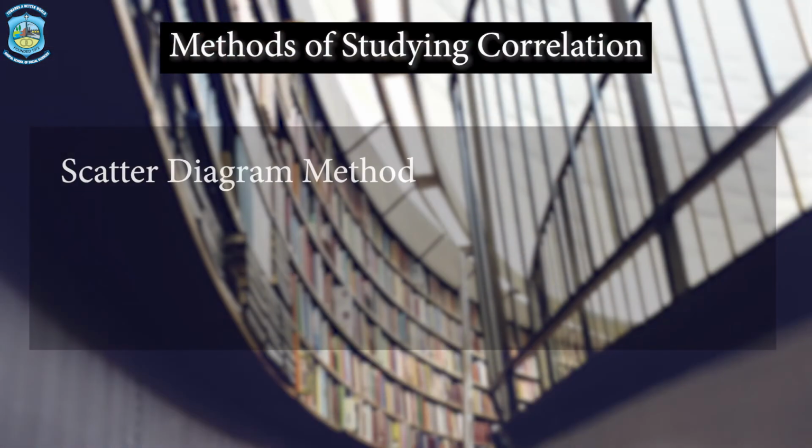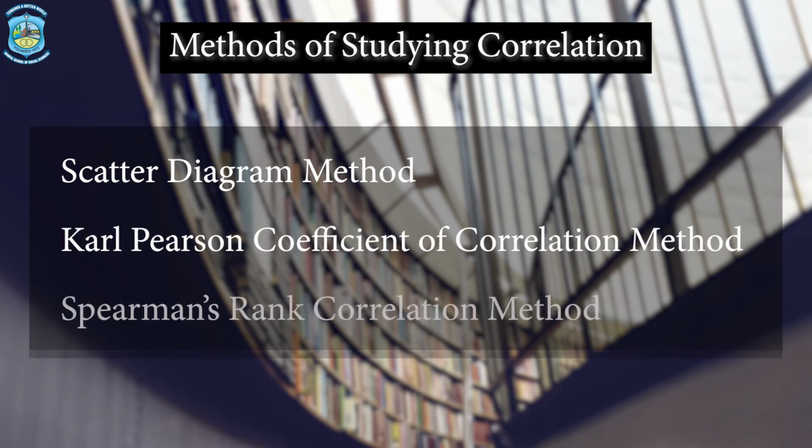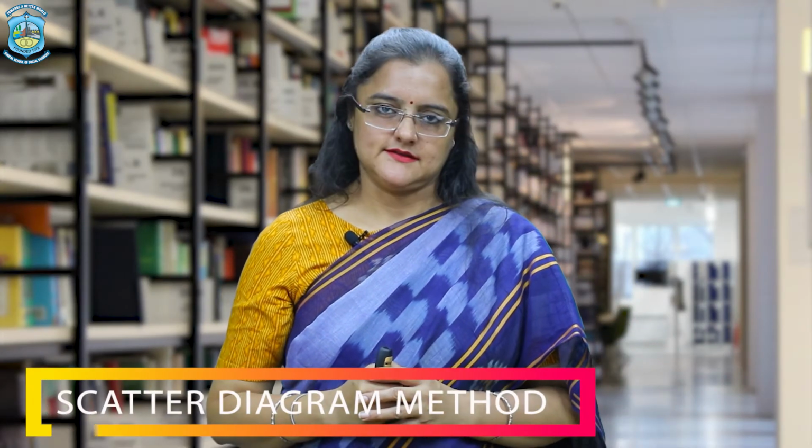Now we are going to talk about three important methods of calculating the correlation coefficient. These methods are the scatter diagram method, Karl Pearson's coefficient of correlation, and Spearman's rank correlation method. The first method is the scatter diagram method.